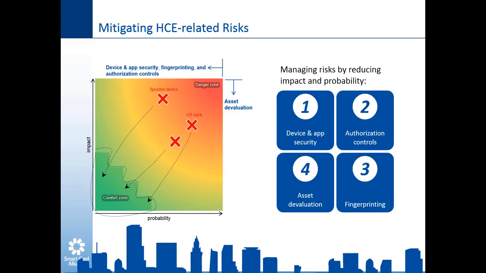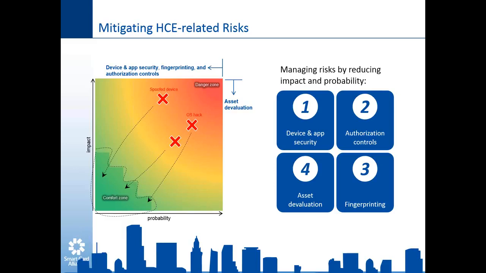Now, if you look at the little graph on the left, you see the impact of an attack on the vertical axis and the probability of the attack on the horizontal axis. Now, needless to say, if we are in the right upper corner, we have a high security risk. So the red crosses basically correspond to the perceived risks that I mentioned on the previous slide. Now, this graph by itself is nothing new and generally used for describing risks. But guess what? We can apply this indeed to managing the security risks of HCE-based solutions as well. We will see that we can work along both axes with different techniques, which either reduce the probability or the impact of an attack.